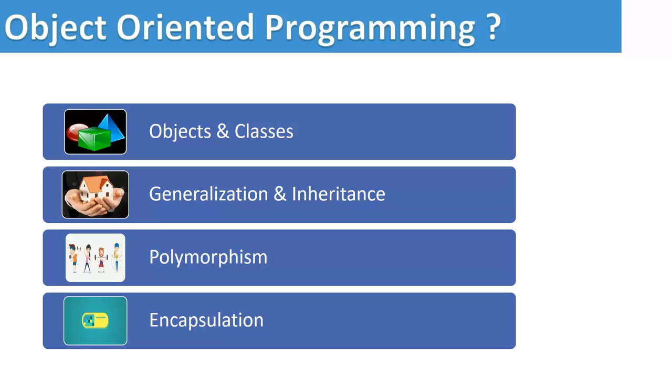As we see over here, these are the features, or you can say the pillars, of object-oriented programming style. These are objects and classes, generalization and inheritance, polymorphism, and encapsulation.